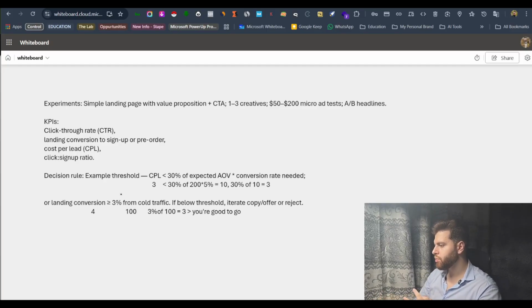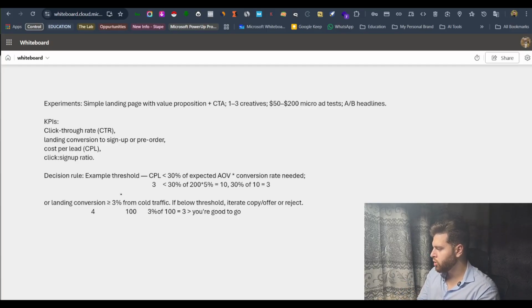The decision rule is, let's say that the expected average order value for you, with the product that you chose, is $200, and the conversion rate that makes you break even or profitable is 5%. So a cost per lead should be less than 30% of $200, the expected average order value, times the conversion rate needed, which in this example is 5%.